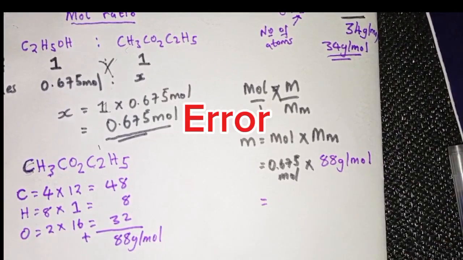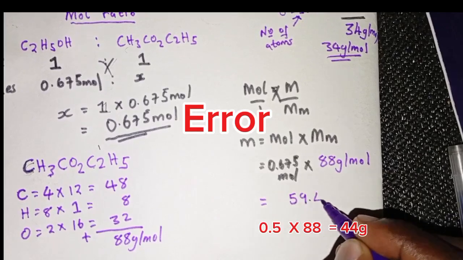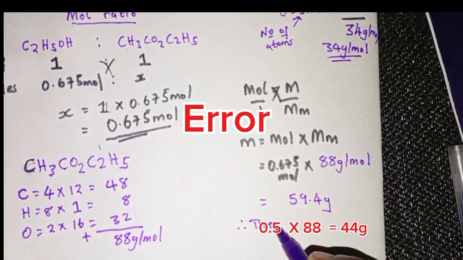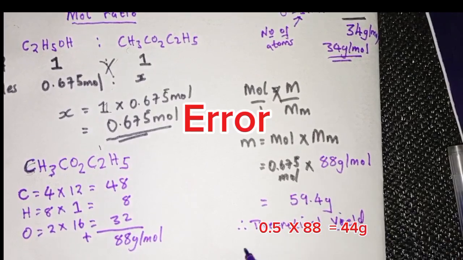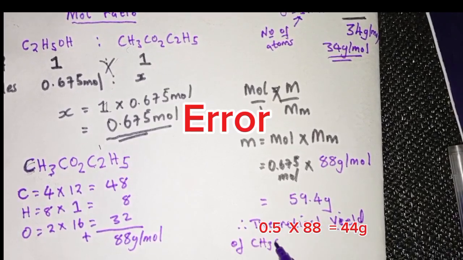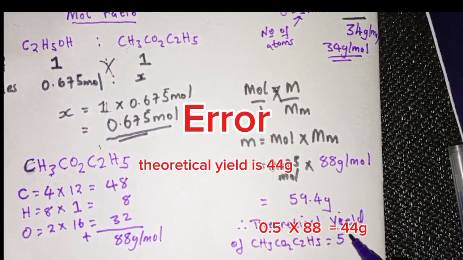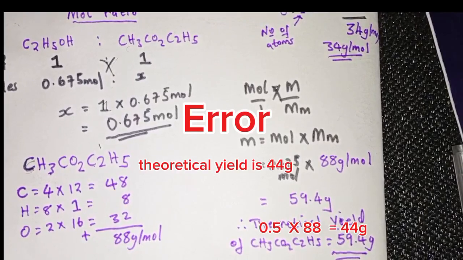Okay, so now you just multiply 88 by 0.675 and you get 59.4 grams. So these are grams. So you say therefore the theoretical yield of CH3CO2C2H5 is basically just 59.4 grams. Okay, so now this theoretical yield is just the mass that you get before doing the reaction.